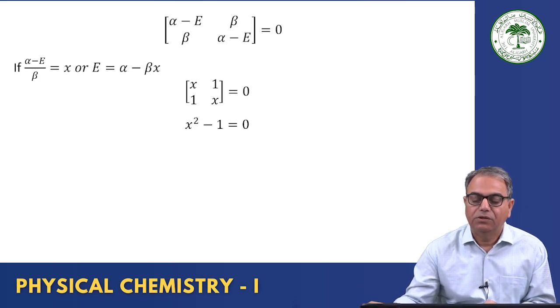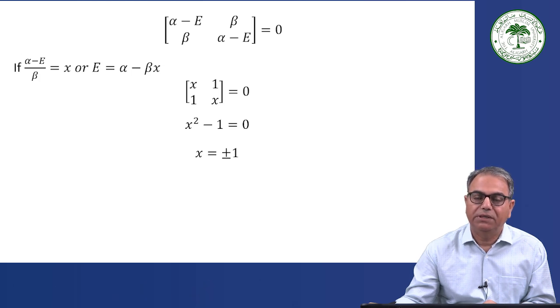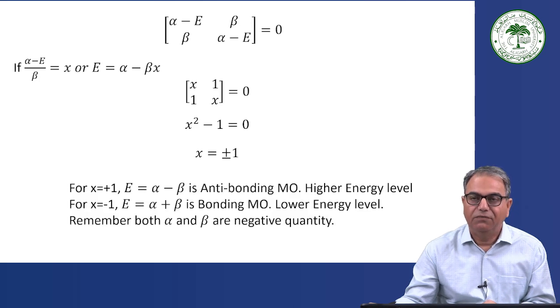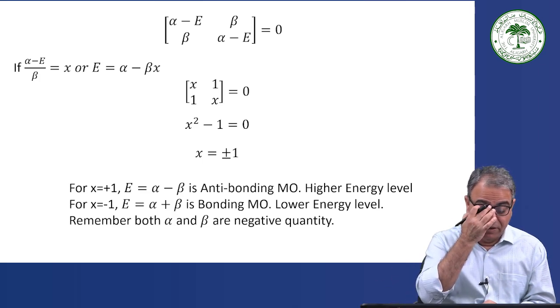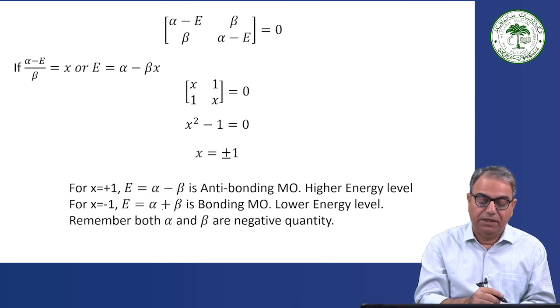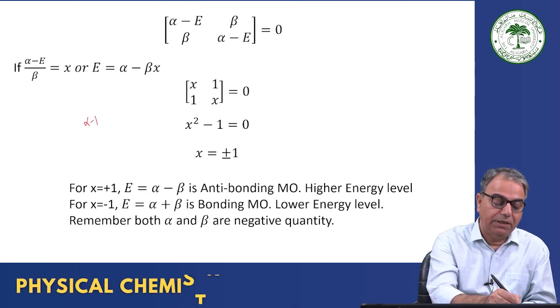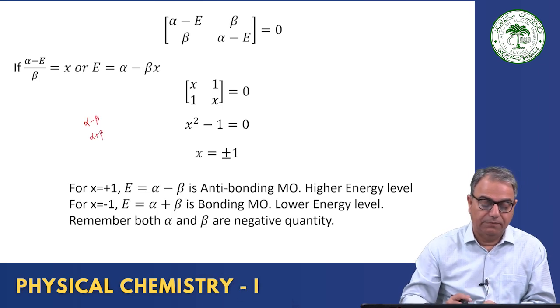So you have a simple 2 by 2 determinant, and you can find its value. The value is x squared minus 1 equal to 0, and x is equal to plus or minus 1. So x has 2 values, one is plus 1, another is minus 1. If you put x equal to plus 1, then the energy will be alpha minus beta. And if you put x equal to minus 1, then the energy will be alpha plus beta. So the two energy values are alpha minus beta and alpha plus beta.